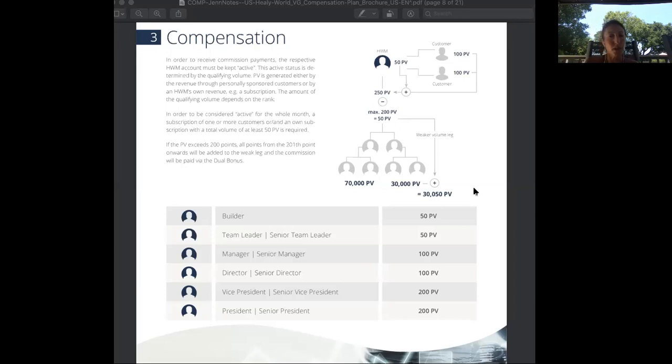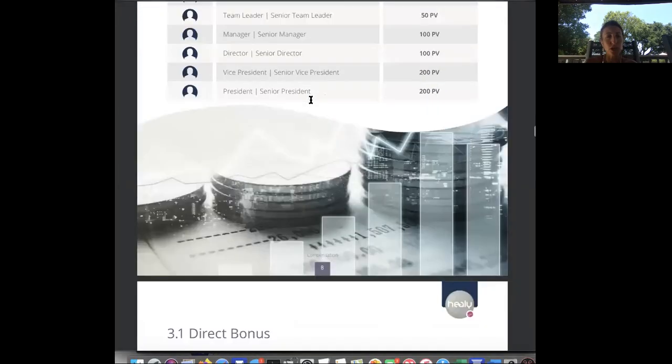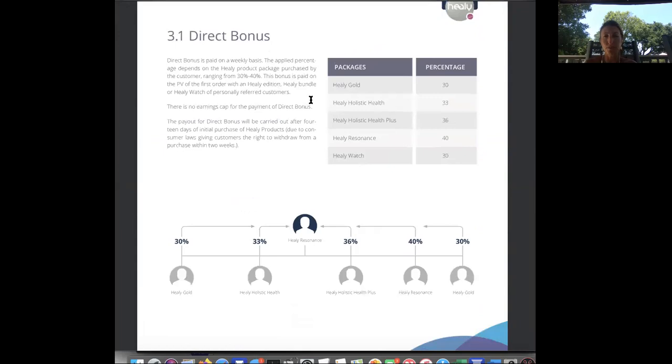As you move up in the ranks, and the ranks really come into play when we start looking at bonuses 3 through 6, you're required to have more PV. Another point this mentions, which is pretty cool, is that if the PV exceeds 200 points, everything beyond 200 gets transferred into your weaker leg and gets paid out in the dual bonus. We'll explain what that means a little bit further on. So now that we understand when you qualify to get paid, let's start by looking at the direct bonus.